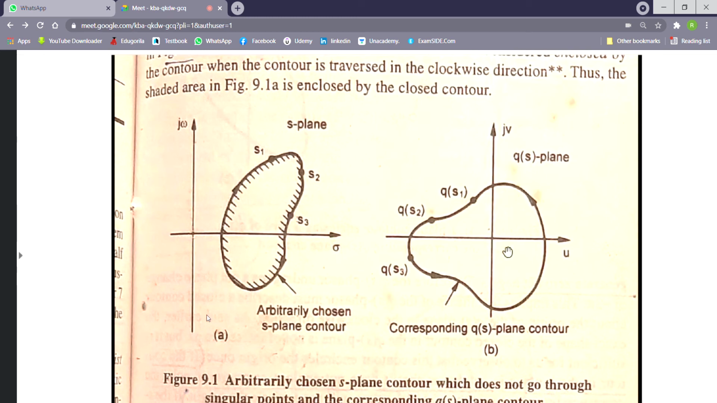right? So in this figure, if I consider that for a given QS and for this given S-plane contour, this is our QS plane contour, we find that yes, the QS plane contour does enclose, or in other words, we use the term encircle. The QS plane contour encircles the origin. This is the origin of the QS plane. So the QS plane contour in this case encircles the origin of the QS plane. Clear?